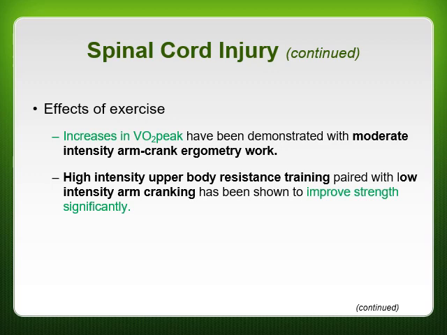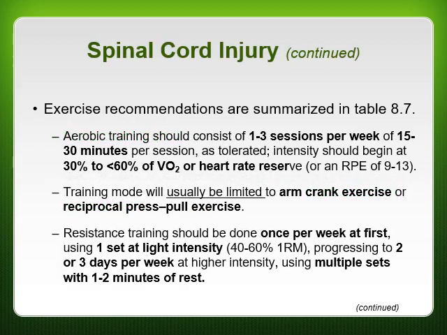However, you can improve their cardio, their peak oxygen intake with the upper body ergometer. High intensity upper body resistance training paired with low intensity arm cranking has been shown to improve their strength significantly. There's your recommendations, again, located in the book. You can track it down. 8.7, that's going to be a few pages further on down the line. Specifically, we have that all the way on page 298. You might be limited to arm crank exercises or reciprocal press pull exercises.